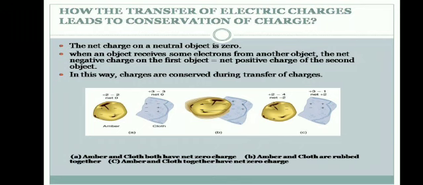For example, in diagram A, amber and cloth both have zero charge. In B, amber and cloth are rubbed together. In C, amber and cloth together have net zero charge.